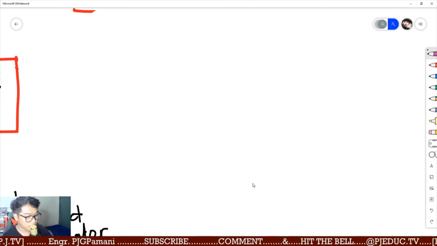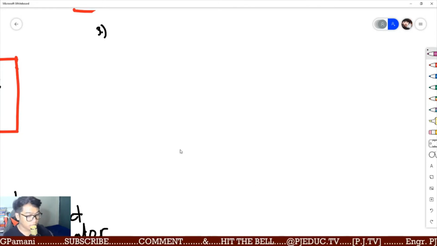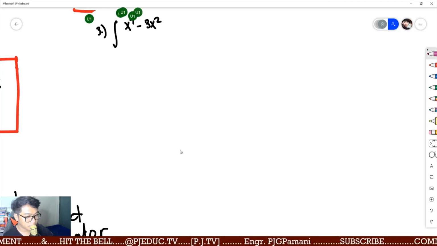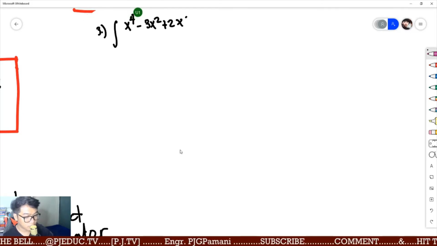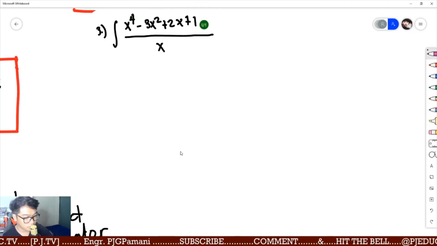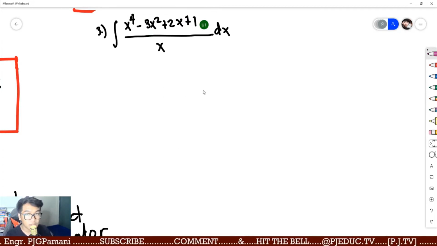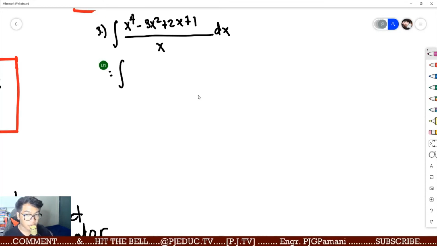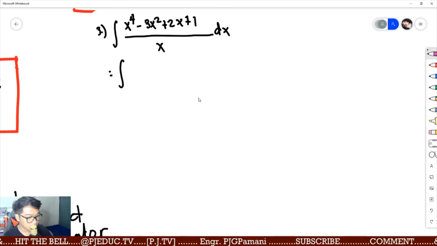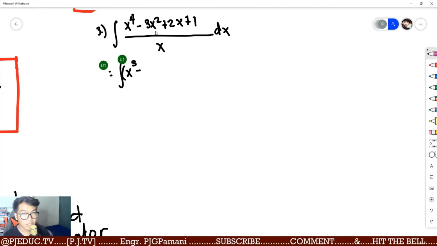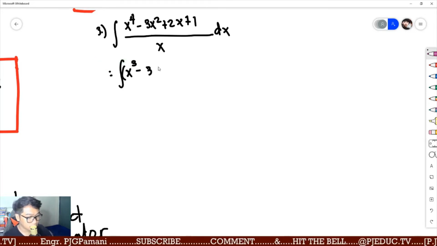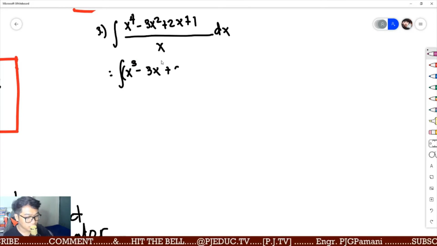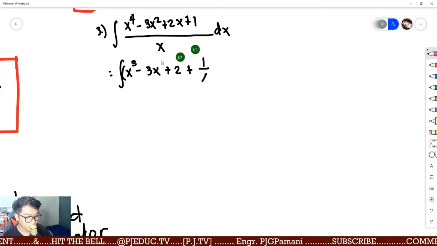Now, what if you are asked to evaluate the indefinite integral of x raised to 4 minus 3x squared plus 2x plus 1 over x. Alam nyo naman na yan. Distribute lang natin yung x. That is, x raised to the 4th over x, ano yan? X cubed. Minus 3x squared over x, that is 3x. Plus 2x over x, edi 2. Plus 1 over x.